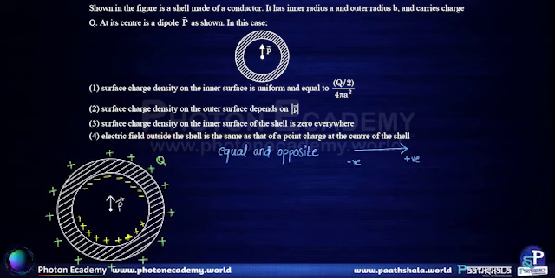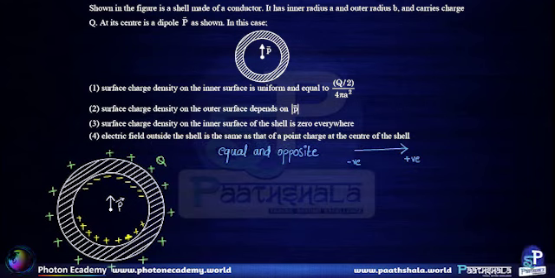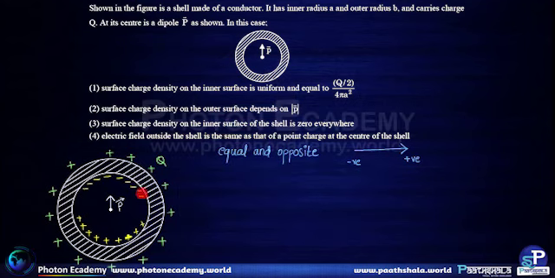Now let's see the options. The first one says that the surface charge density on the inner surface is uniform and is equal to Q by 2 upon 4 pi r square. The first thing, the surface density is not uniform on the inner sphere. As you can see, on this upper end there is negative charge and on other end there is positive charge. So it is not uniform.